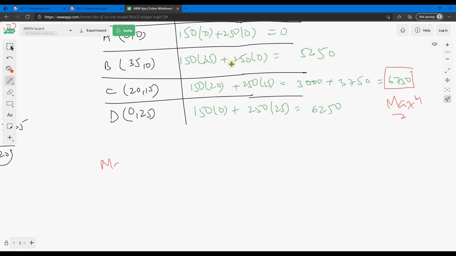So we can say the maximum profit is 6750 when 20 chairs, which represents the x, and 15 tables are sold. So this is how we do such a problem.